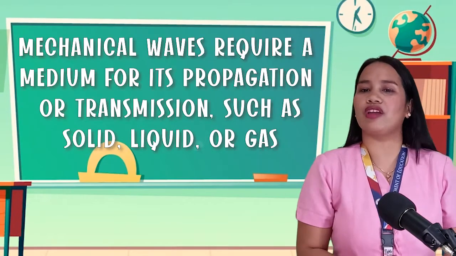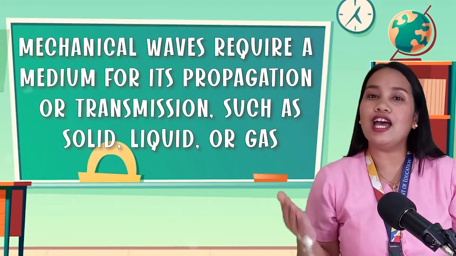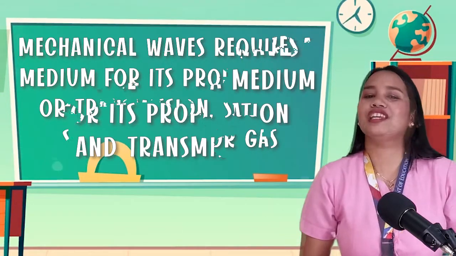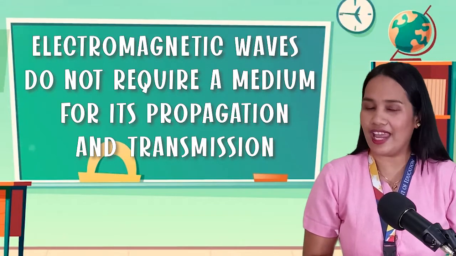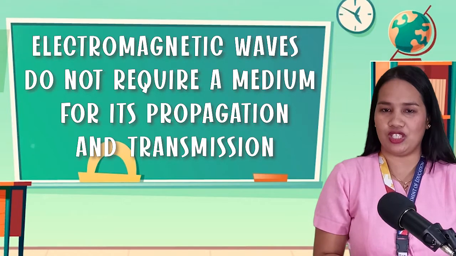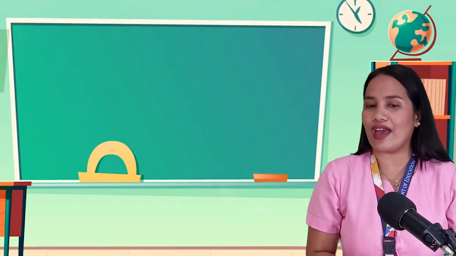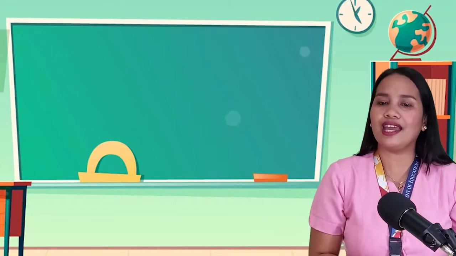Mechanical waves require a medium for their propagation or transmission, such as solid, liquid, or gas. While electromagnetic waves, on the other hand, do not require a medium for their propagation and transmission. They can travel not only through air, but also through the vacuum of space. The light that comes from the sun and other distant stars is an example of an electromagnetic wave.